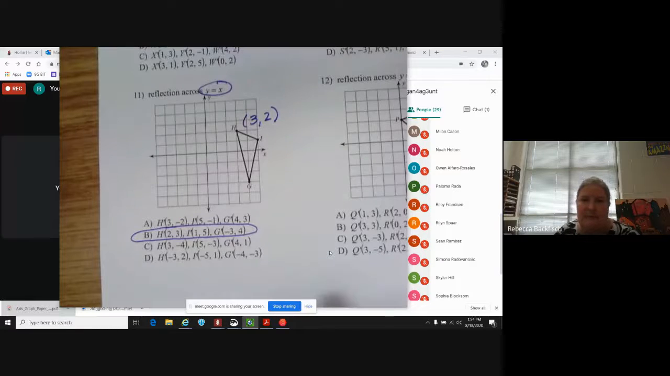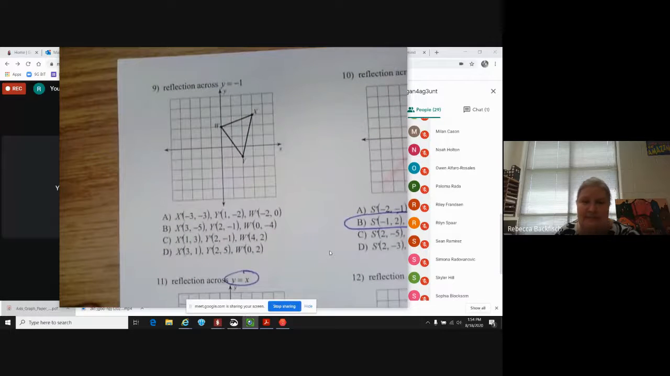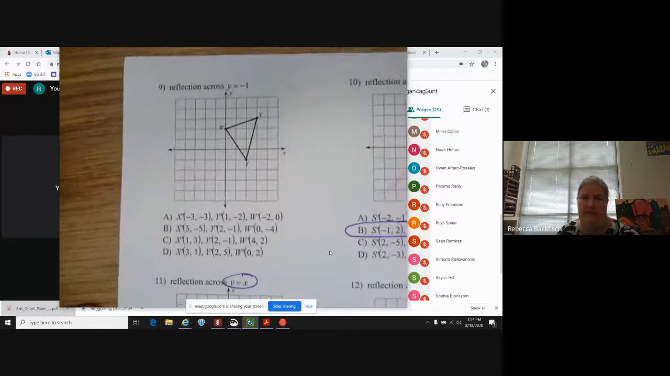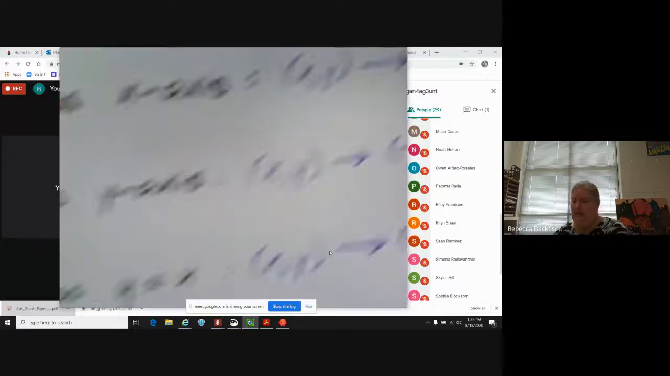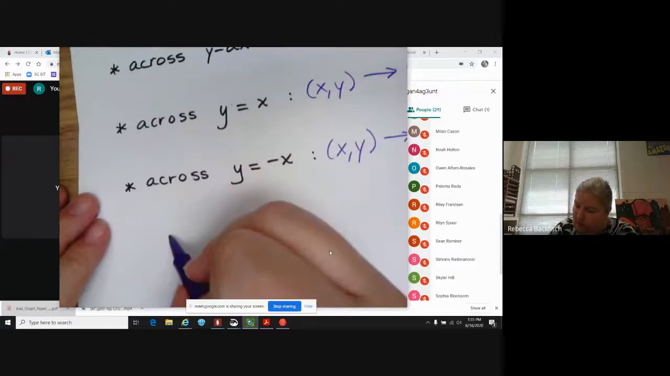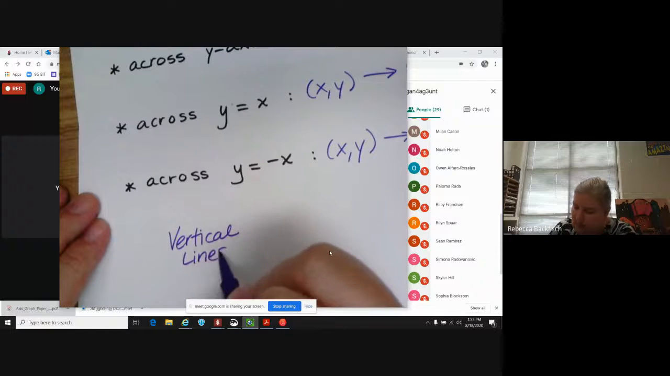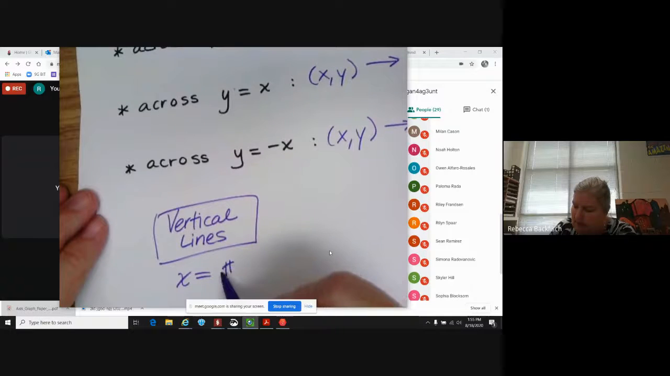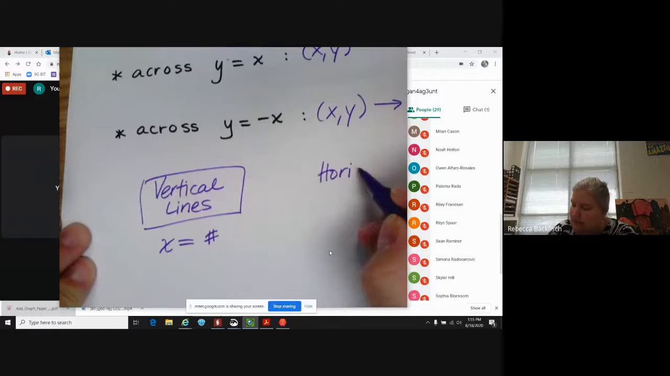Okay, now there's one more type of problem we have to talk about that's a little bit different. And that's ones like this. It says reflection across y equals -1. So you have to know this. You have to know that vertical lines have the equation x equals some number, and horizontal lines have the equation y equals some number.